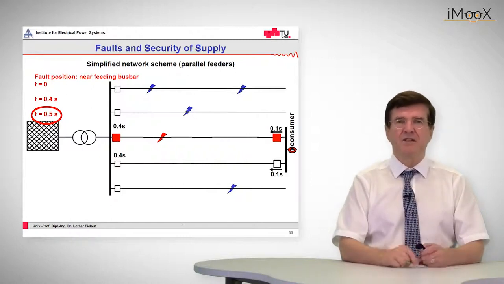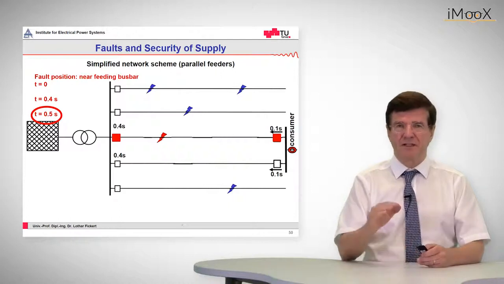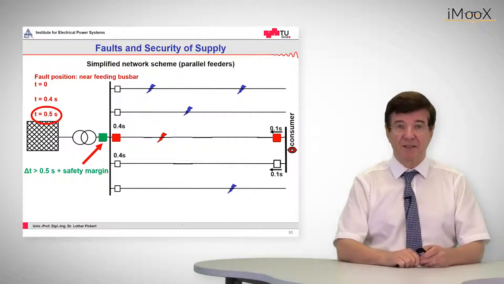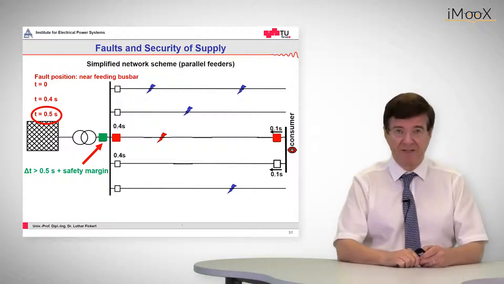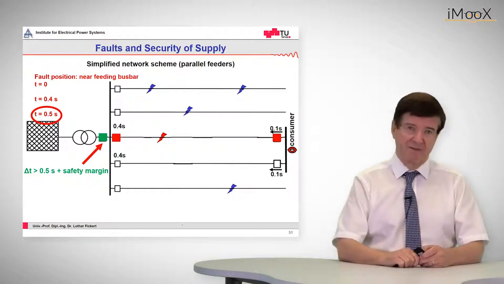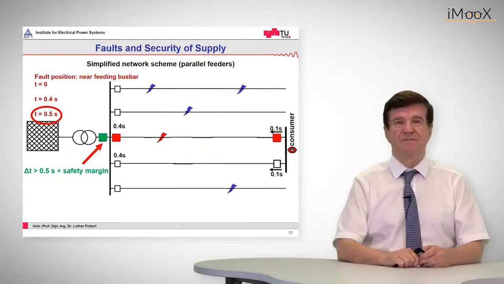This may look like a small increase in tripping time, but when it comes to the backup function, we must take care that the backup function will also take this possible situation into account. That means the basic tripping time is not given by 0.4 seconds, but 0.5 seconds, plus the grading margin, as was indicated before. So this was today's lecture about time grading, safety margins, backup functions, and sequential tripping.